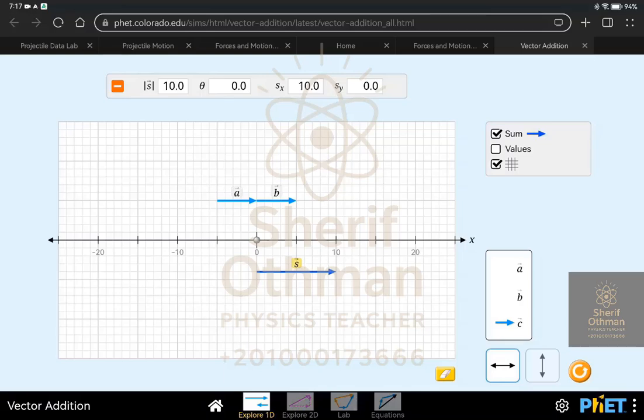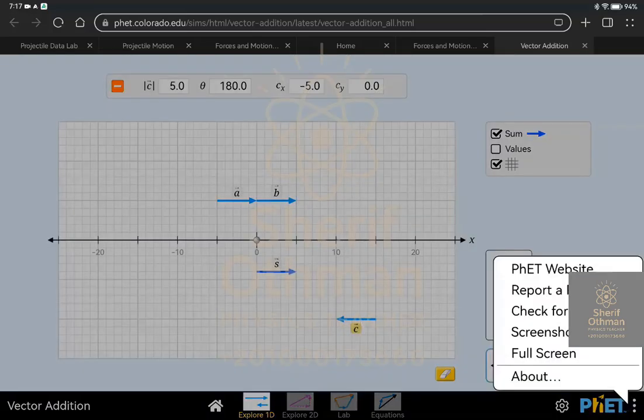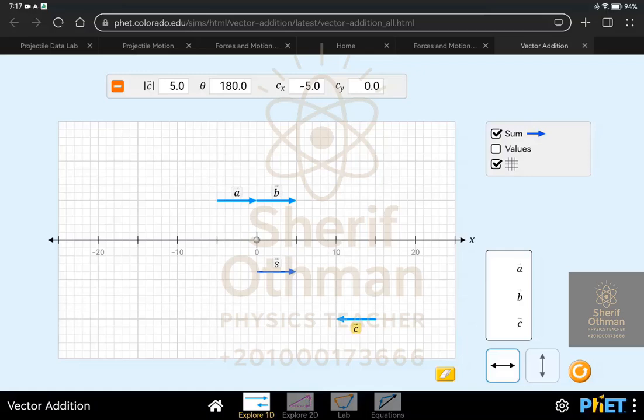But if we apply C in the opposite direction, we will find that the value of A and B decreased. By making the value of C equal to the sum of A and B, we will find that the summation is equal to 0. By increasing the value of C in the opposite direction, the summation will be in the same direction as C, as C is the greater one.